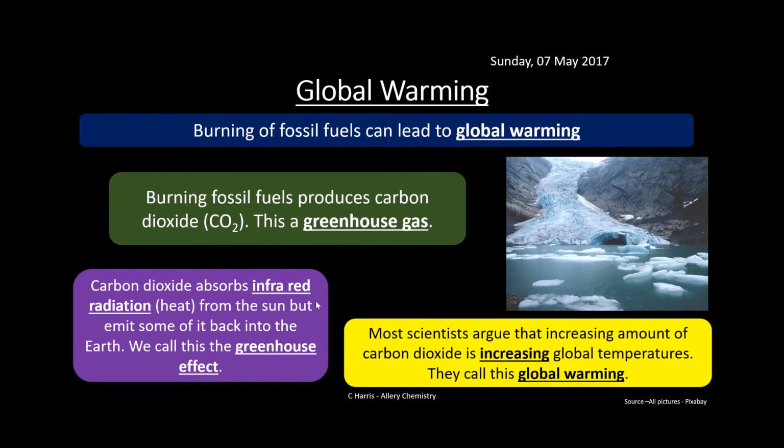Most scientists argue that the increasing amounts of carbon dioxide are leading to an increase in global temperatures, and this is what they call global warming. They monitor things like in this picture, a glacier retreating or melting. You can see snow melt here, melting into this pool of water. So this could be evidence for a warming Earth, and most scientists argue that it's carbon dioxide that's causing it.